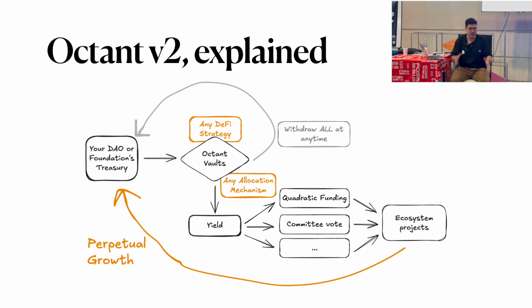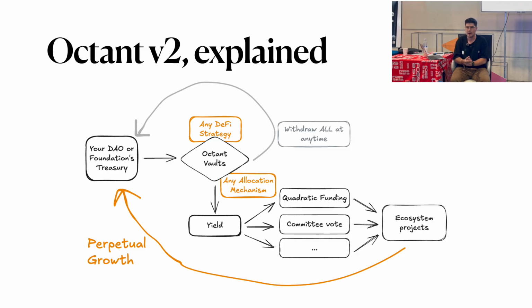And to explain briefly how Octant V2 works: any DAO or foundation's treasury can be parked into an Octant vault, and Octant vaults can use any DeFi strategy out there because it's very easy to integrate. We use, for those who know, ERC-4626, that is the Yearn V3 vault standard, basically. Our vaults are a fork of Yearn, a friendly fork of Yearn, and the yield that you generate can be withdrawn at any time, but it can also be allocated with any allocation mechanism that exists out there.